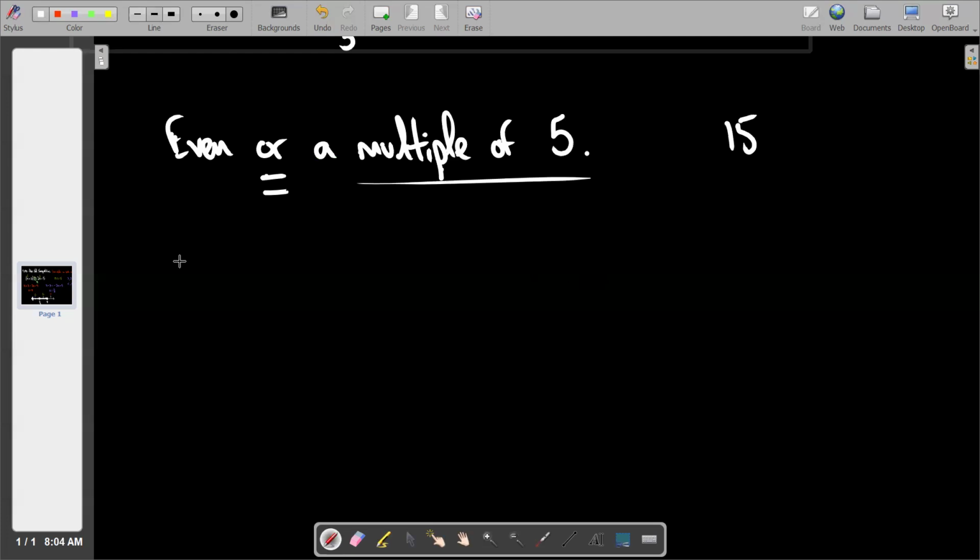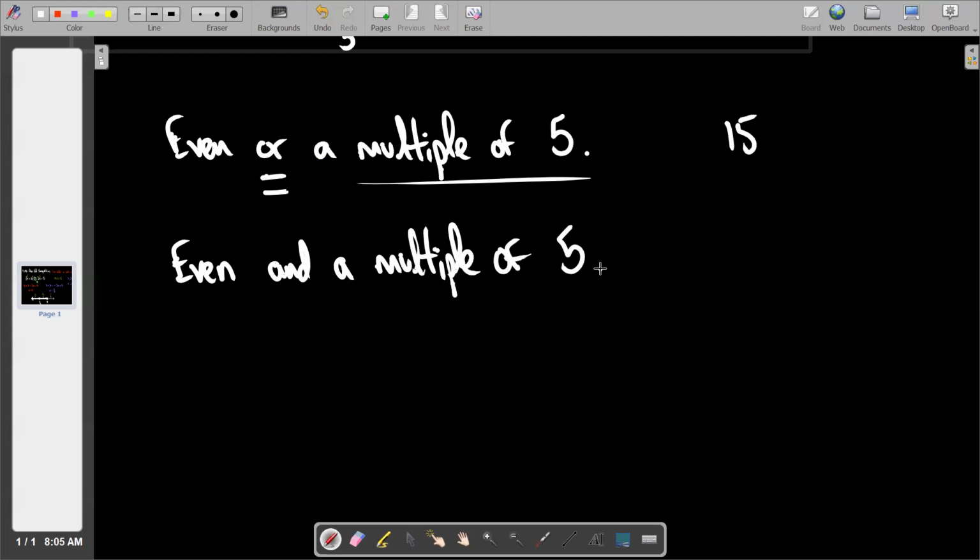If I changed the wording and I said, your homework is to bring me a number that is both even and a multiple of 5. Would 15 work? No. The word and implies that you have to be in two places at the same time. And 15 may be a multiple of 5, but it is not even. Could you give me an example of a number that would work? 10, 20. Those are all wonderful answers because they are both even and a multiple of 5.